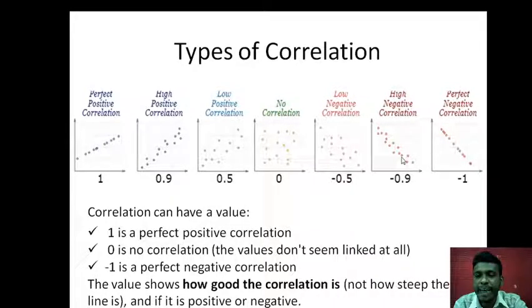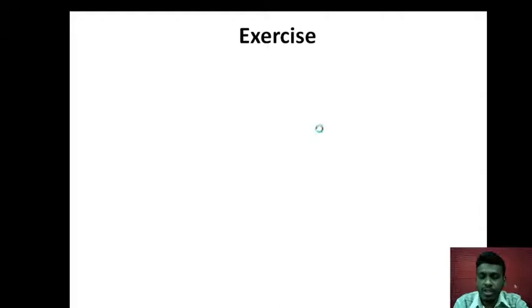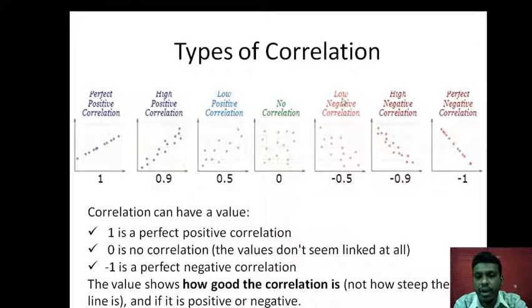Same happens here, tightly packed, so high negative correlation and moving down. Here we have again negative correlation. Here we have again negative correlation but low negative correlation because it is not tightly packed. Okay. Correlation can have a value of +1, that is perfect positive correlation, 0, that is no correlation at all, that is the values don't seem linked at all, and -1 in a case of perfect negative correlation.